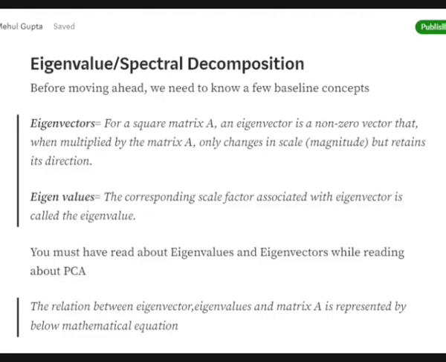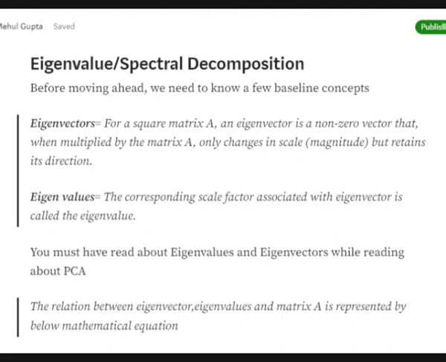If you have read principal component analysis during dimension reduction, eigenvalues and eigenvectors play a very important role. Before moving ahead, we need to know a few baseline concepts which we will be using while performing eigenvalue decomposition. So what is an eigenvector? For a square matrix A, an eigenvector is a non-zero vector that, when multiplied by the matrix A, only changes in scale but retains its direction. And the corresponding scale factor associated with the eigenvector is called the eigenvalue.